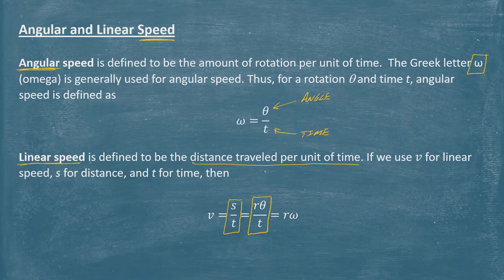And since we just introduced that omega was technically theta divided by time, we could separate that and just say, well, that's the same as r times omega. So there are 3 different versions. All really are saying the same thing.